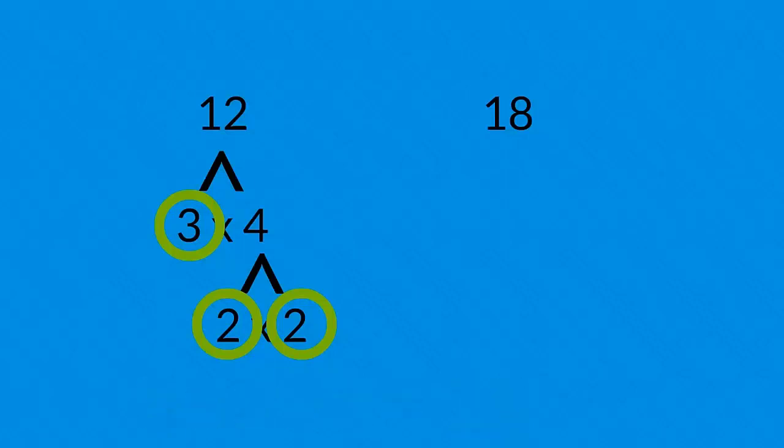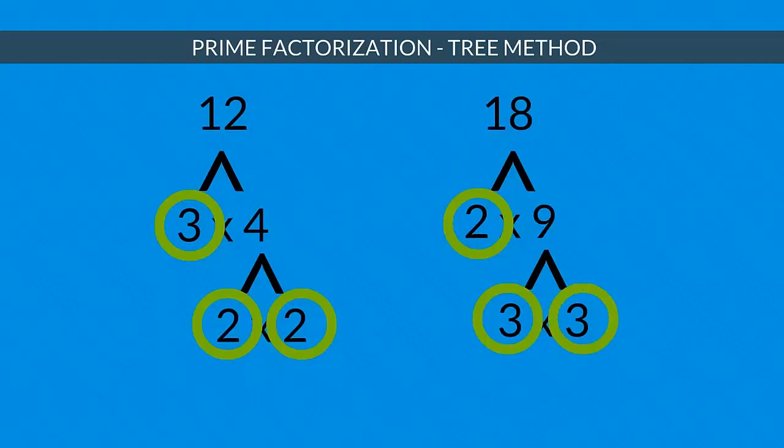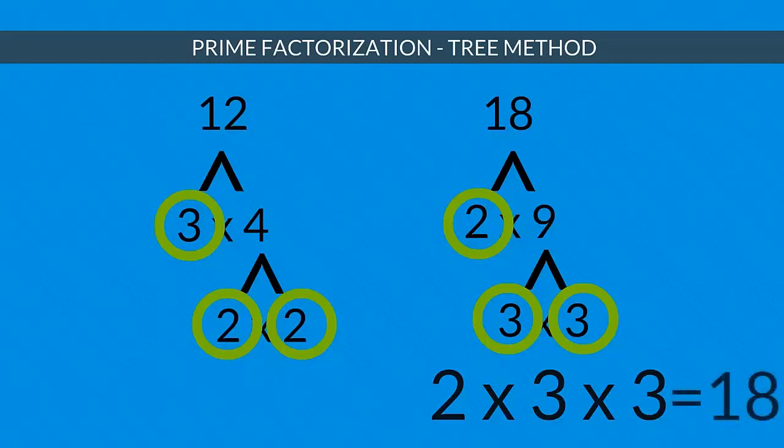Now let's factor 18. 18 breaks down into factors of 2 times 9. 2 is a prime number, but 9 can be broken down into more factors. 3 times 3, both of which are prime. The prime factorization for 18 is 2 times 3 times 3. We can multiply it back out and end up with 18. 2 times 3 is 6, 6 times 3 is 18.